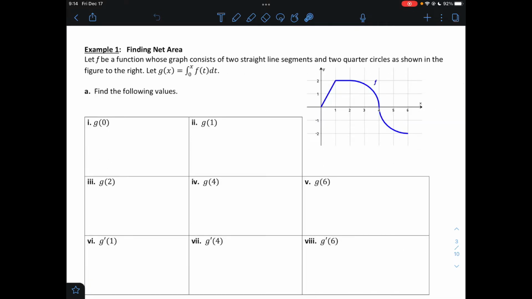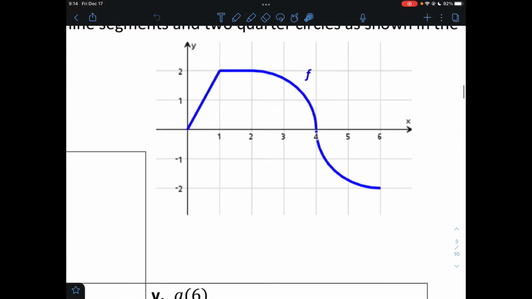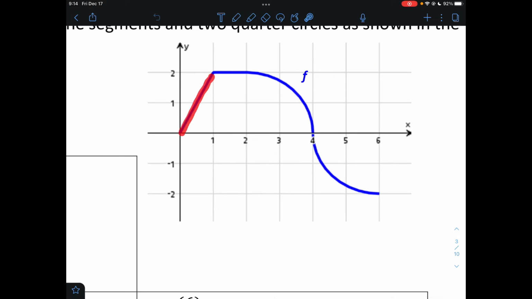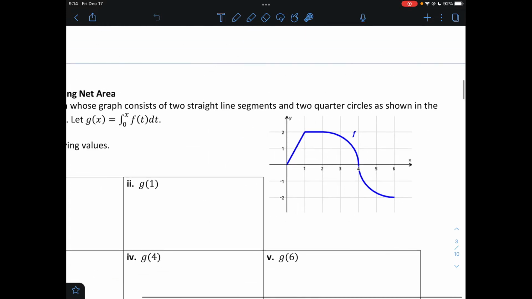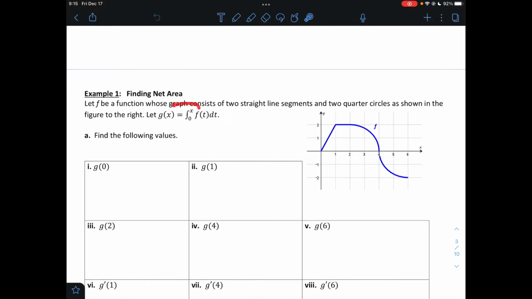Let's see how this works. Let f be a function whose graph consists of two straight lines and then two quarter circles as shown in the figure below. So straight line, quarter circle. And then let g equal the antiderivative of f, or the integral of f from 0 to x. Find the following values.